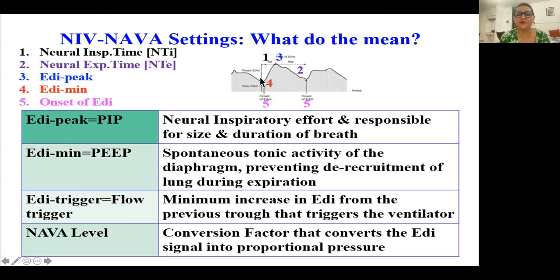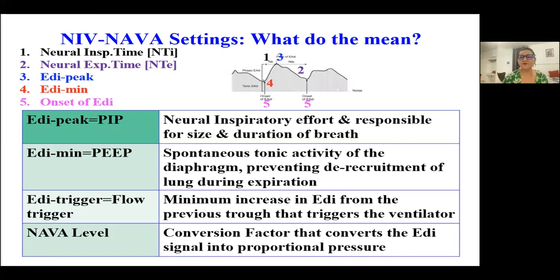So from the beginning of this to the time when a 70% reduction in the peak EDI has happened, this is your inspiratory time. And till you begin your next trigger, that will be your expiratory time. This is called neural inspiratory time, and this is neural expiratory time. Usually EDI peak will tell how much PIP is being generated, that is almost proportional to that. It is a neural inspiratory effort and responsible for size and duration of the breath.